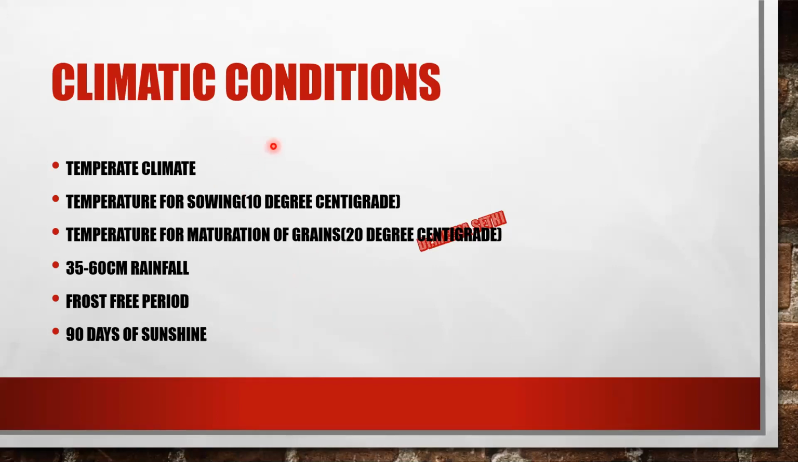Now, what are the climatic conditions required for wheat cultivation? It needs a temperate climatic condition, moderate climatic conditions. When it is sown, temperature is 10 degrees centigrade. And during maturation of grain, temperature requirement is 20 degrees centigrade. Annual rainfall requirement is 35 to 60 centimeter. Frost harms the crop. And when it is maturing, bright sunshine is required for maturation of the spikelets or grains of the wheat. Approximately 90 days of sunshine is required.